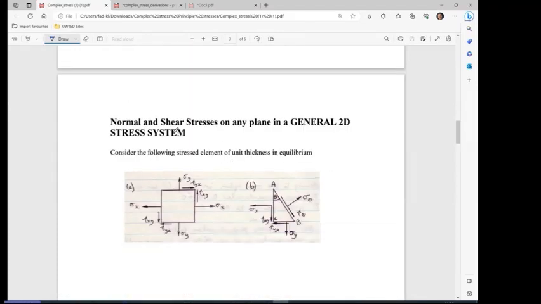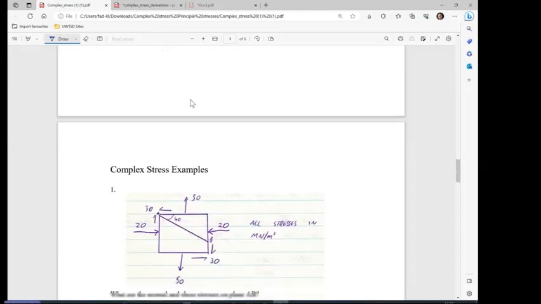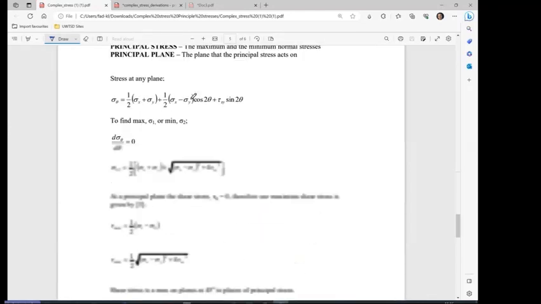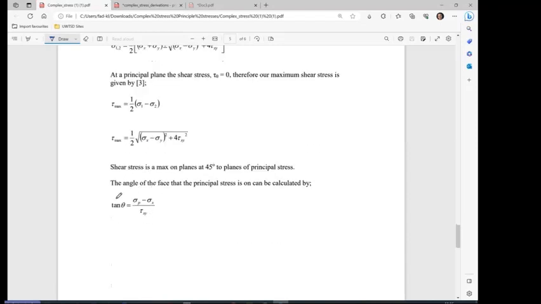And then we combined those and we came up with those two equations there. What we've done today is we've taken those equations and worked out what cos 2 theta and sine 2 theta are on our principal planes, plugged those back in, and we ended up with our complex stress equations. So there's our principal stresses. And we worked out what our shear stresses were. And then the last thing that we've done today is we've worked out where those principal stresses occur.